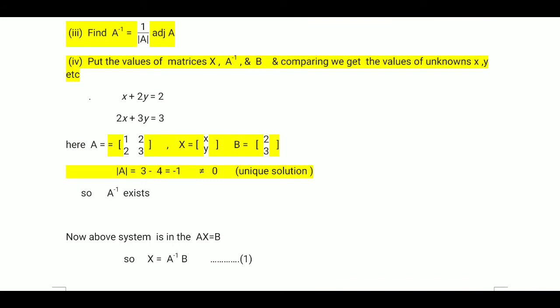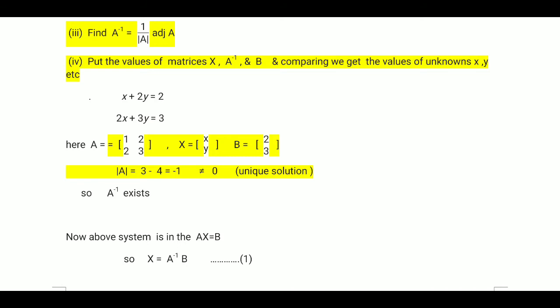Suppose the system is like this: x + 2y = 2, x + 3y = 3. Hmm, so A is the coefficient matrix 1, 2, 2, 3. X will be the unknown matrix having elements x, y, and B is another constant matrix having elements 2, 3. Now the first step is to find the determinant value of A. Here -1 is the result, which is non-zero. So this system is having a unique solution.